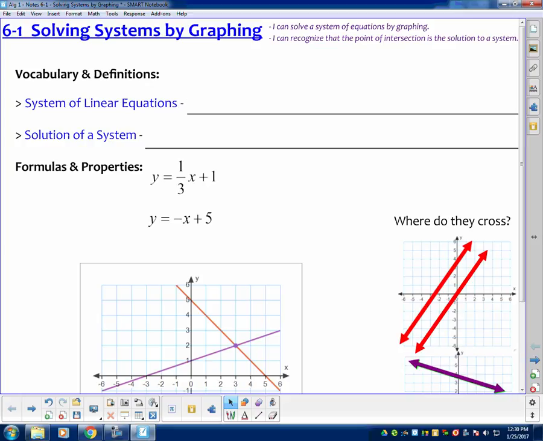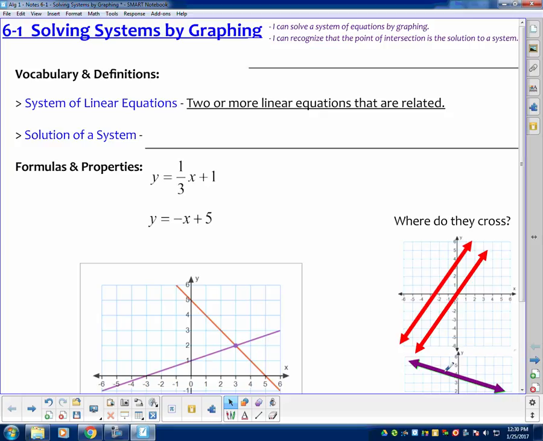System just means two or more linear equations that are related. So please write that down. Two or more linear equations that are related in some way. There's actually three different ways that they can be related. We'll talk about that in this lesson. Solution of the system. So one more time, system of linear equations is two or more. That's the system part. It's not a system unless there are at least two lines on the paper that are related in some way.